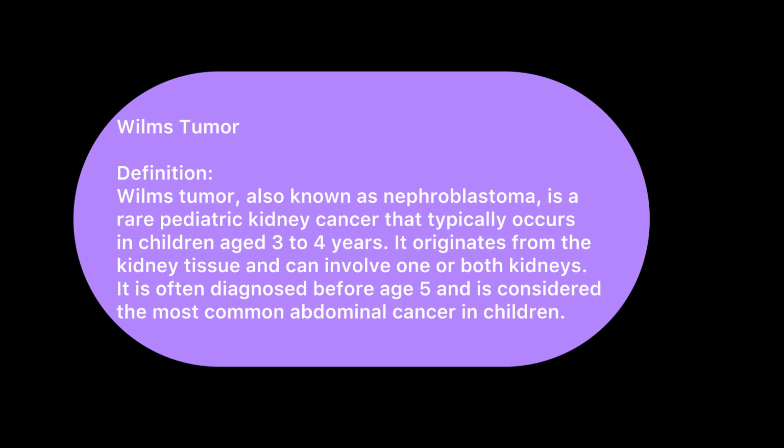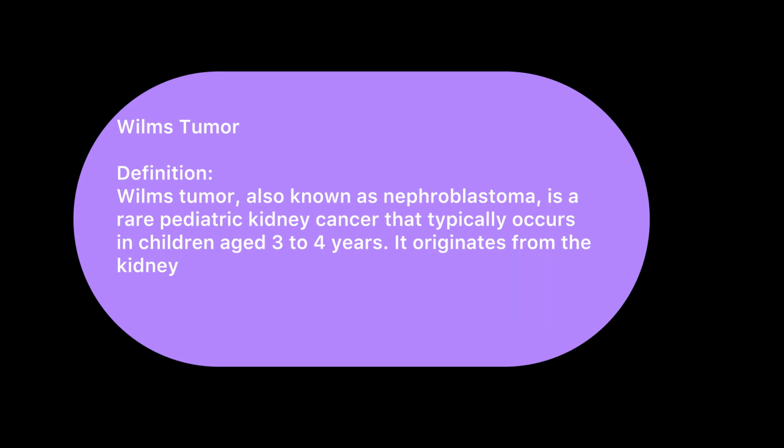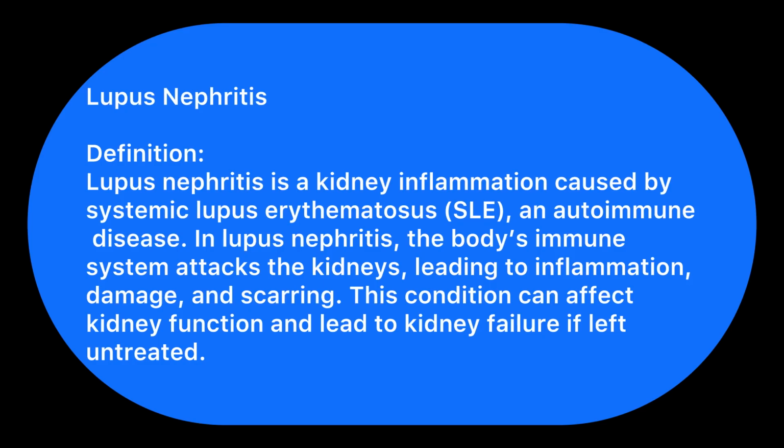And the next topic is Wilms tumor. This is also known as nephroblastoma. It's a rare pediatric kidney cancer that typically occurs in children aged 3 to 4 years. And the next one is lupus nephritis, which is inflammation caused by systemic lupus erythematosus or SLE, an autoimmune disease. In this condition, the body's immune system attacks the kidneys, leading to inflammation, damage, and scarring.